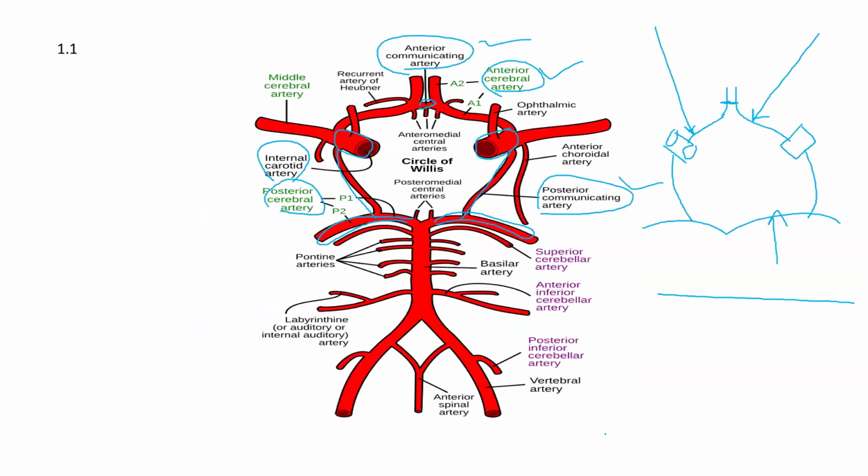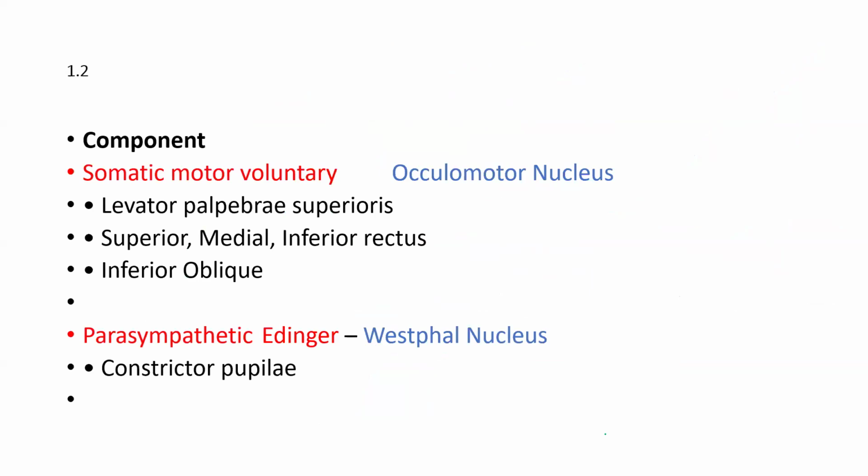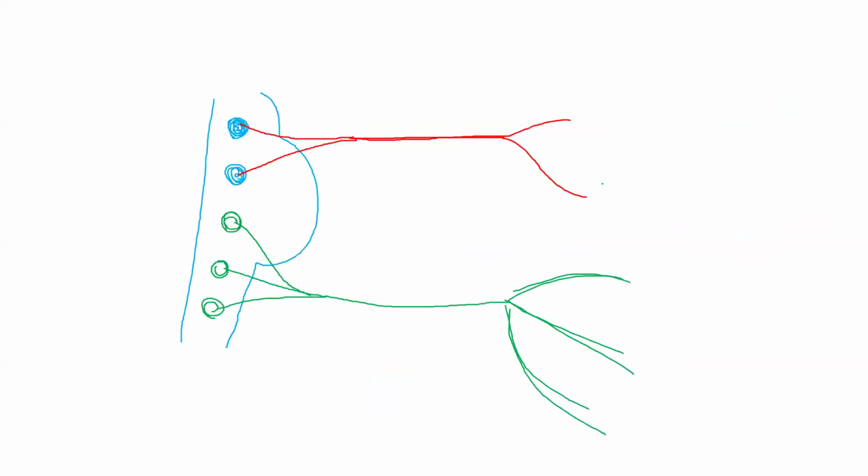So here we have the different components of the oculomotor nerve that I am going to describe. The different components of the oculomotor nerve are somatic motor, voluntary, so we can just mention it is motor function, and it has parasympathetic fibers. So it has two components. The relevant nuclei are the oculomotor nucleus, for example, and the Edinger-Westphal nucleus, from which the oculomotor nerve gets its fibers. So these are the two nuclei for this oculomotor nerve.